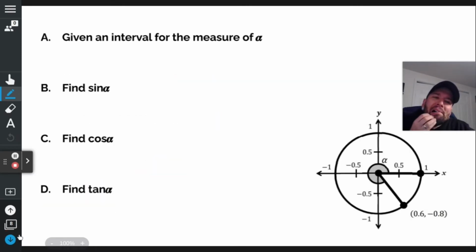Oh, man. Let's move my face again. All right.